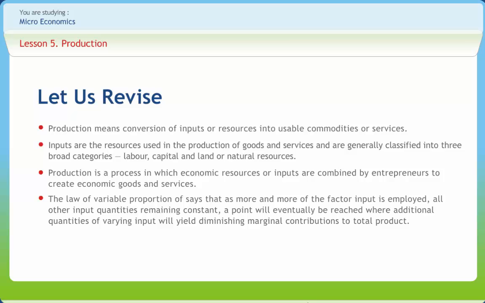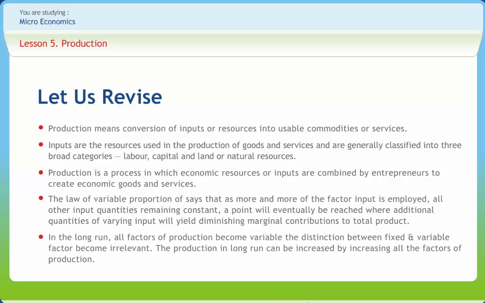In the long run, all factors of production become variable, and the distinction between fixed and variable factors becomes irrelevant. The production in the long run can be increased by increasing all the factors of production.